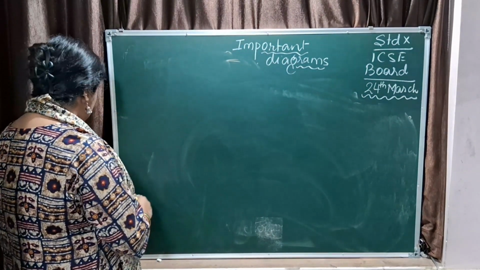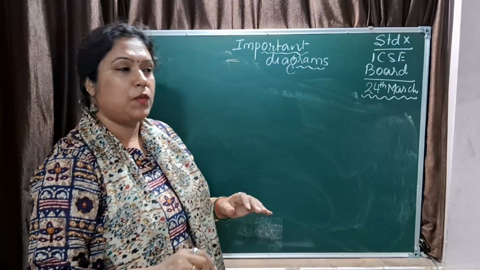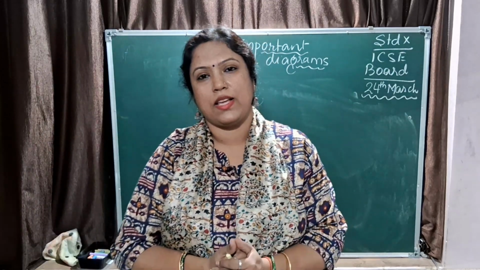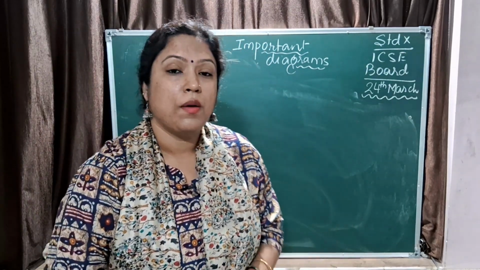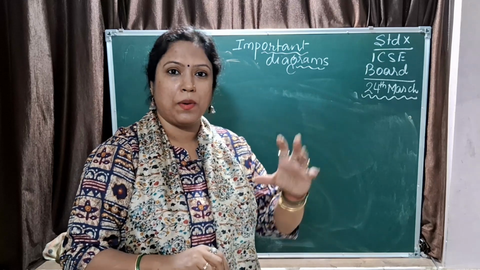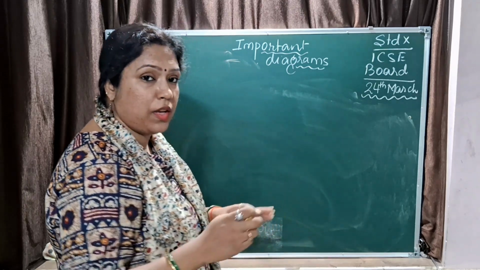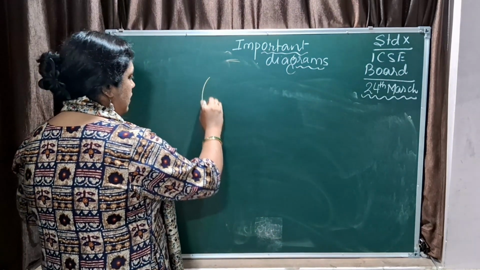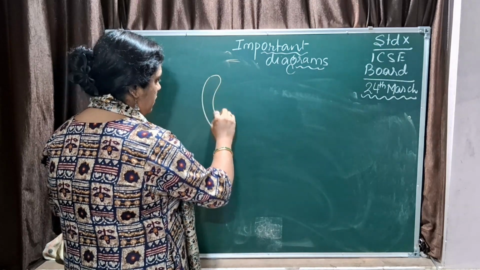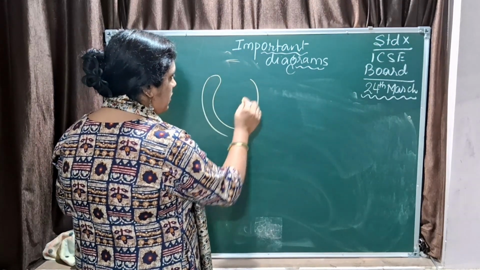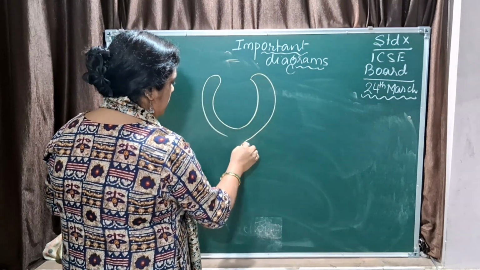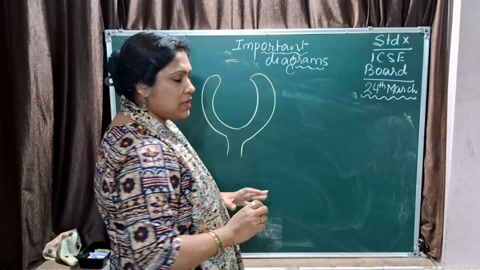Now for nephrons, the first important diagram which I think can be asked in your exam is the Malpighian capsule. Malpighian capsule is the head part of the nephron. So when you are drawing that, you always have to remember that you make a cup shaped structure. This is nothing but the Bowman's capsule.